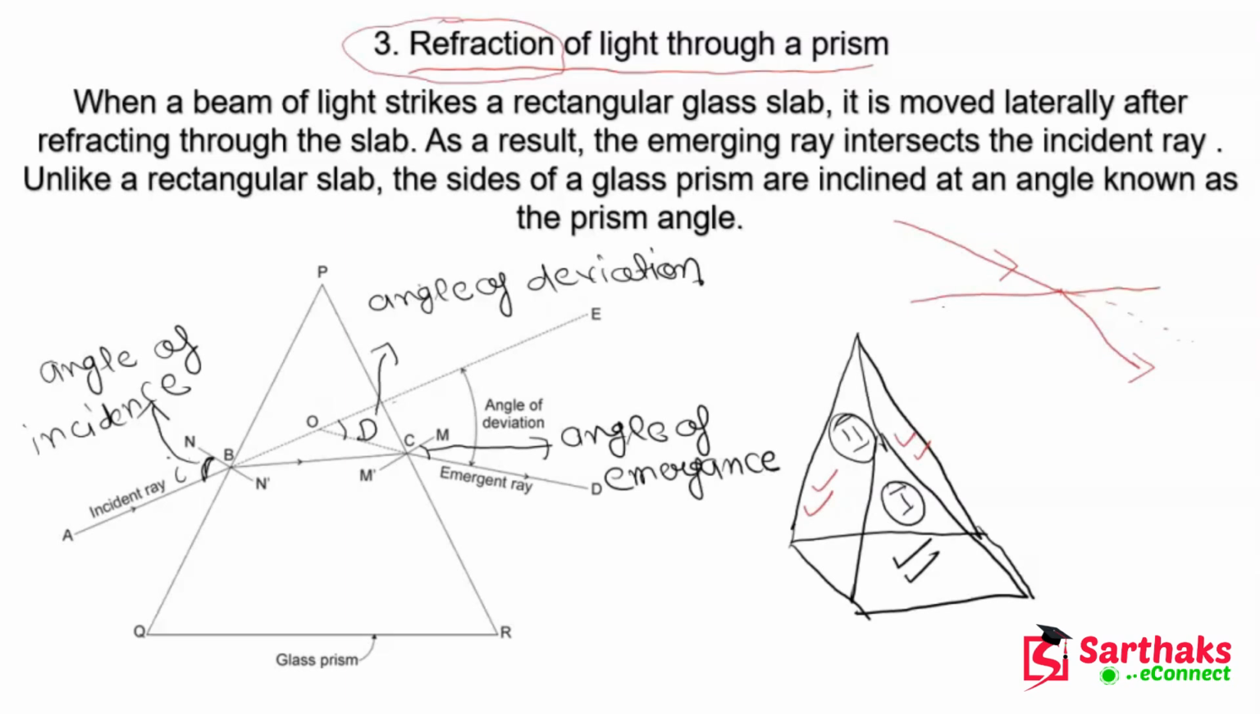Okay, now tell me the name of this angle. So this angle is the angle of prism. This angle is what? Angle of prism. Okay, the angle between these two inclined surfaces. I hope guys these angles are clear to you.